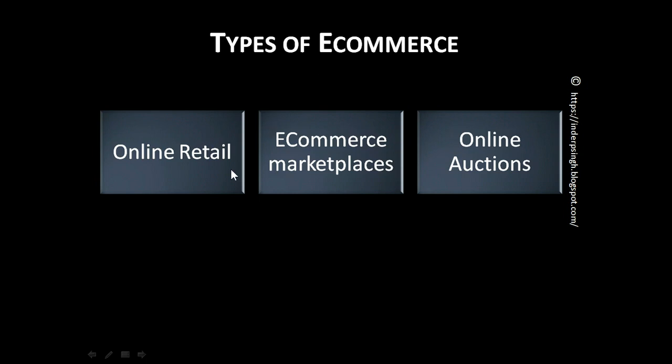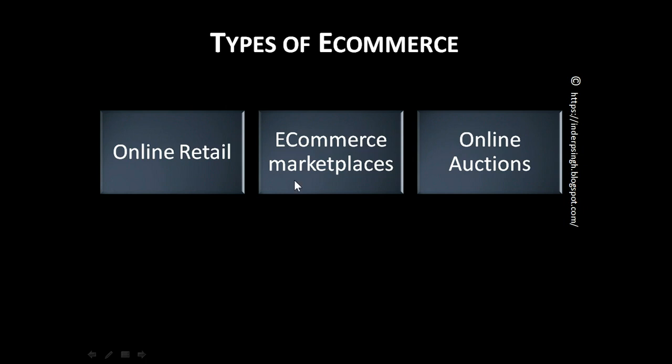Finally, in e-commerce business knowledge, let us see the types of e-commerce. These are online retail, e-commerce marketplaces, and online auctions. Online retail is a type of e-commerce in which the customer buys goods or services using the internet with a web browser or mobile app. In retail e-commerce, the customer can browse the products of the e-business, see the images, prices, discounts and other details.